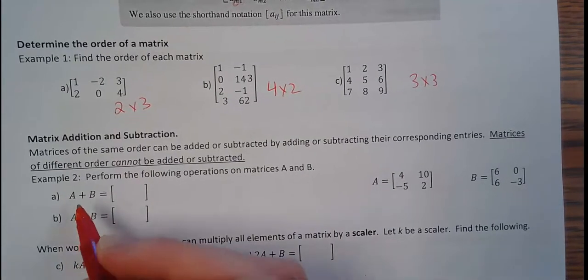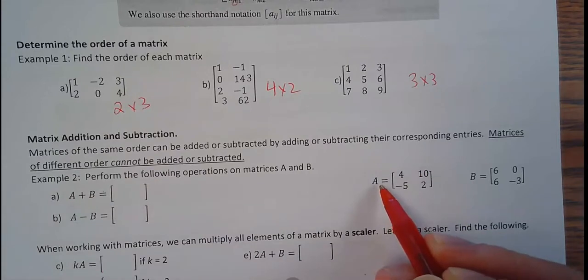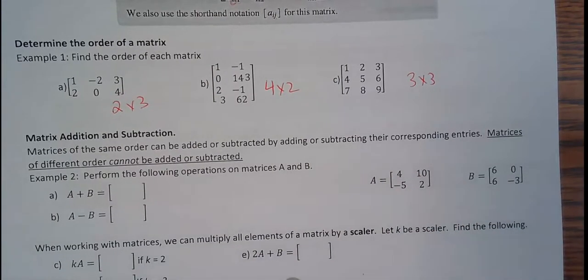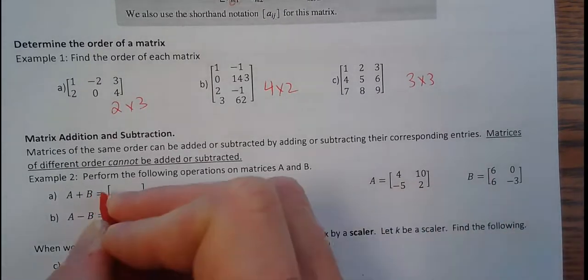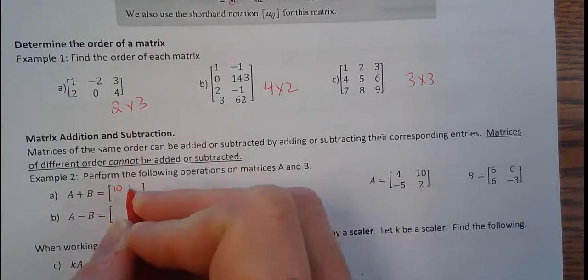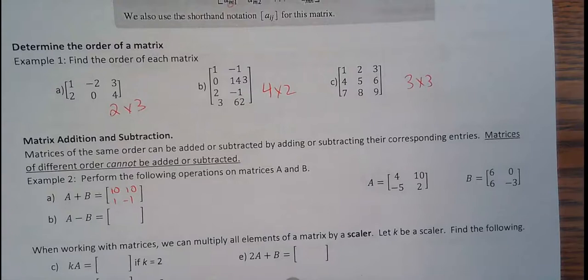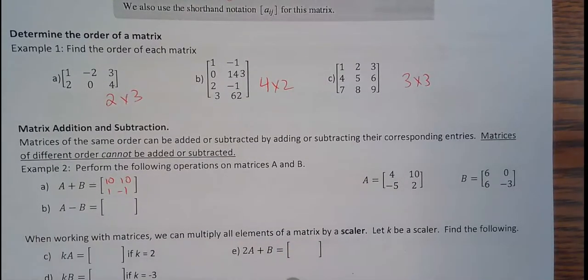So for this one, if I said add matrix A plus matrix B, we always use a capital letter to name matrices. So this is matrix A, this is matrix B. If I said add them together, 4 plus 6 is 10, 10 plus 0 is 10, you kind of get the idea, 1, negative 1. And then over here, A minus B, and order matters. When you're adding, order does not matter, just like with real numbers. But when you're subtracting, order does matter.